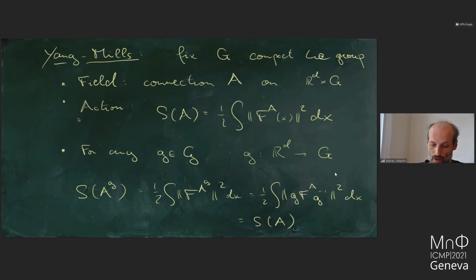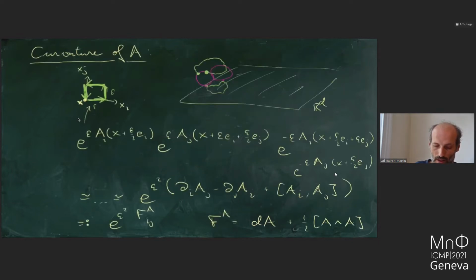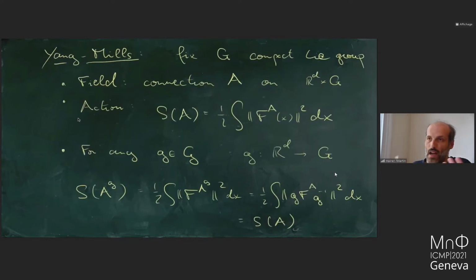Right? So what you see here is that the action is actually invariant under the action of this gauge group. And so that's one of the main features of gauge theory. So remember, the idea is that this is just some sort of coordinate transformation, and all physical quantities should be independent of these choices of coordinates, if you want, of this bundle. And therefore, it's natural that the action that you want to look at should be independent under changes of coordinates. Okay, so that's a natural property that you want.